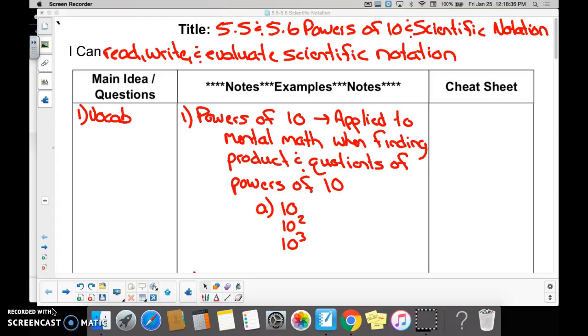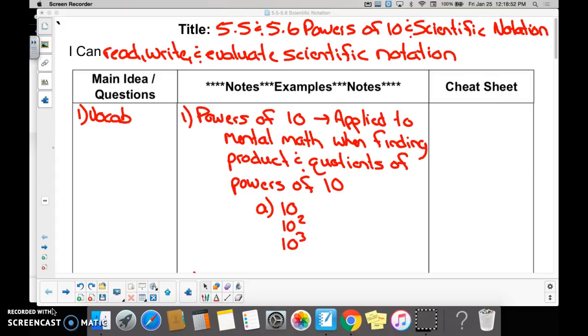3 vocab words for you today. Remember, before I get into this, you are taking notes. Pause me when you need to pause me, and we'll look at these when we get back together again next time. Number one, as far as vocab is concerned, is powers of 10.